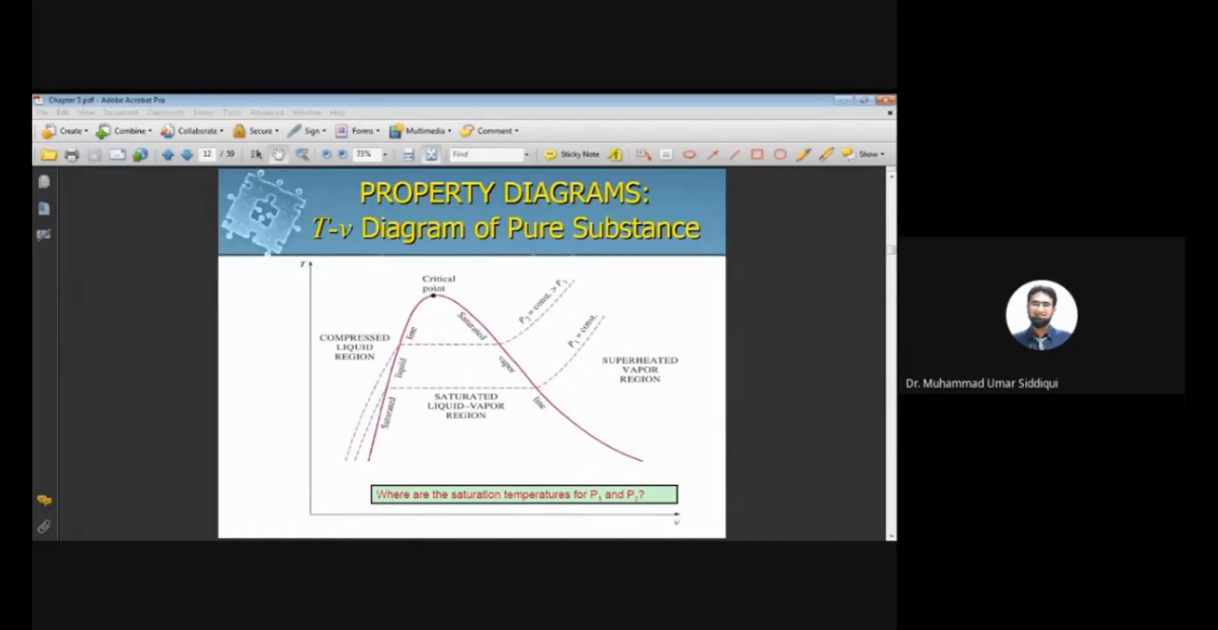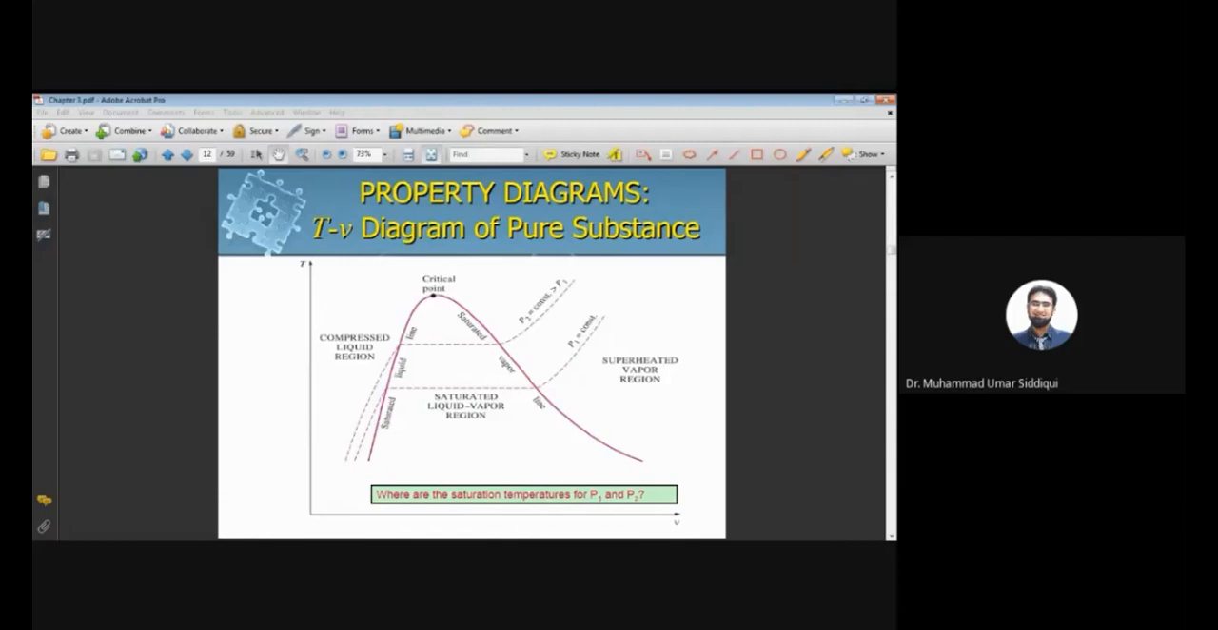Then if we further heat it up, the vapor is going to expand more, and the temperature of the vapor is now going to increase. This is known as the superheated vapor region. How do we know that the vapor is superheated? If we cool it, its temperature will go down, but it will not condense into liquid. So these were the states that we discussed about the phase change process from liquid to vapor.